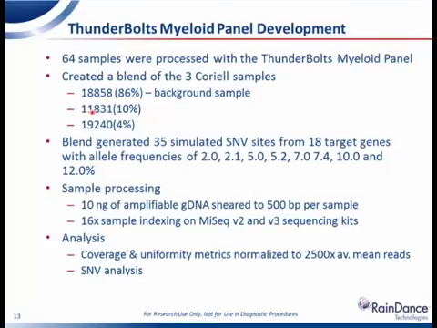Also, to stress the system, we used our lower limit of 10 nanograms of input DNA, which was also sheared to 500 base pairs to simulate fragmented DNA like you might see in FFPE samples. The 64 samples were processed 16 samples at a time on the MiSeq using both the V2 and the V3 sequencing kits. And then the sequencing data was analyzed to evaluate coverage, uniformity, and for variant detection.